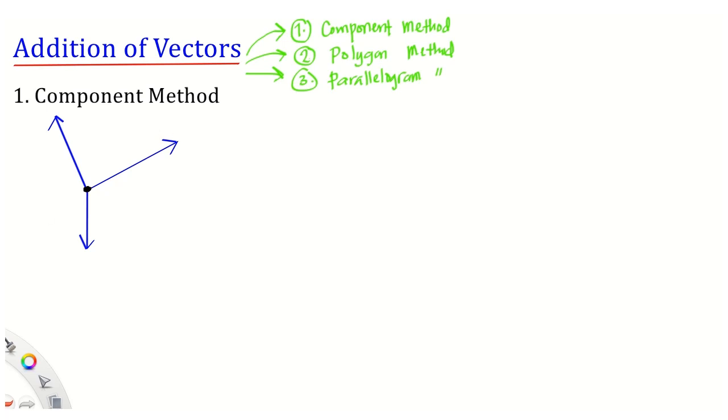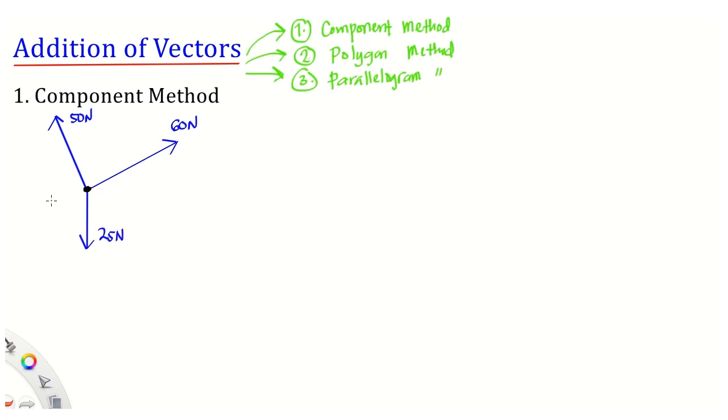Now let us give magnitude to this one. Let's say this force is approximately 60 Newton. Let's say this is 50 Newton, a little bit smaller than this one. Let's say this is 25 Newton force. So we have three forces.